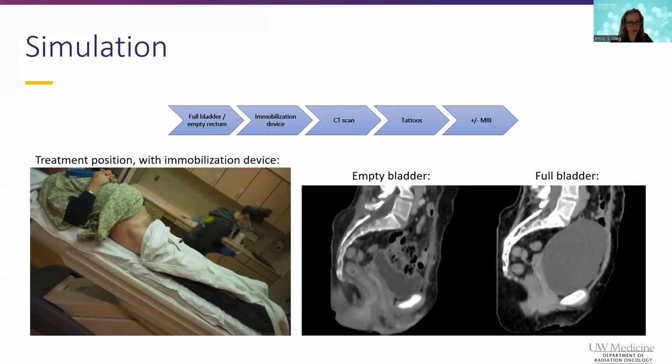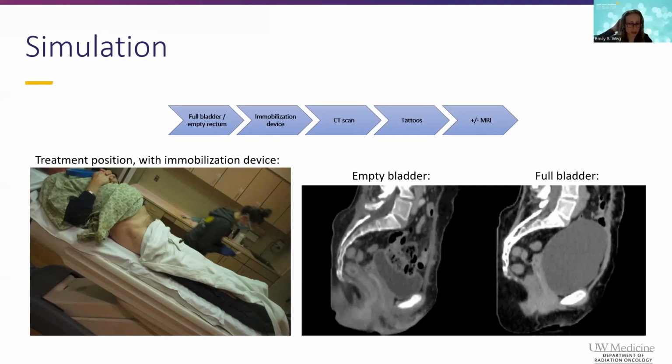I'm not sure if you can see my mouse. If you can, I'm encircling the bladder on this picture. This is if we cut into the patient, you can see the bottom of the spine and the tailbone, and the white thing at the front is the pubic bone. And right in between them is the bladder. And on the left, it's kind of collapsed and empty. And on the right, it's full.